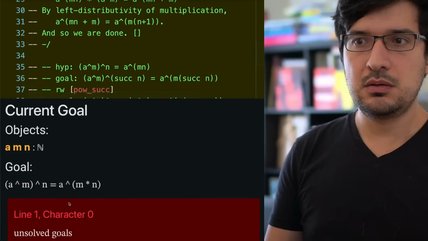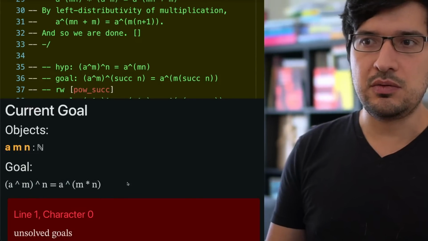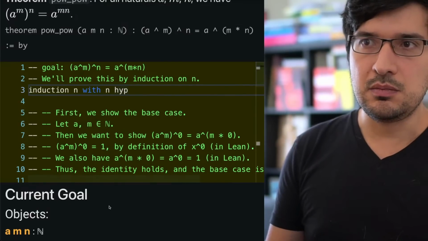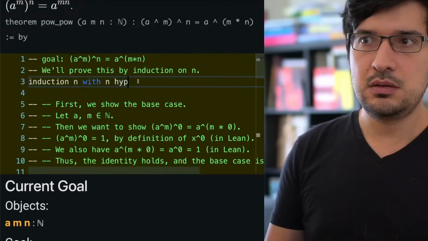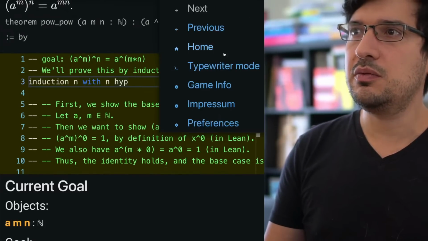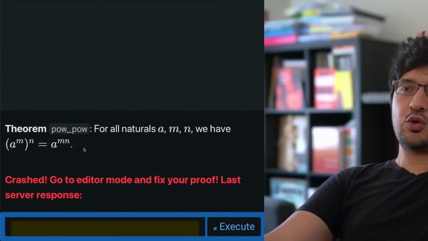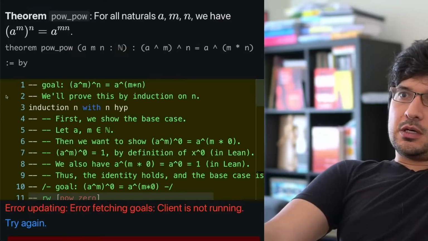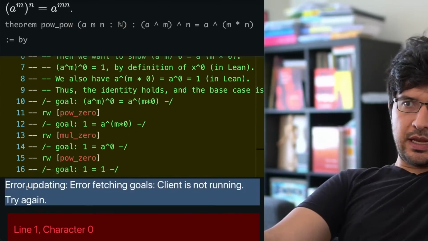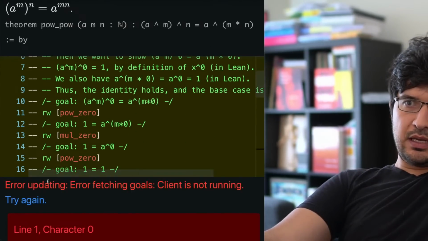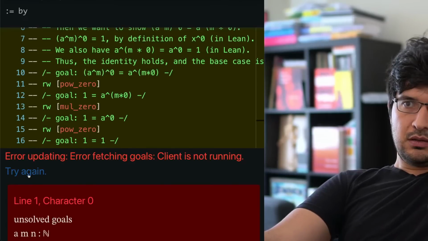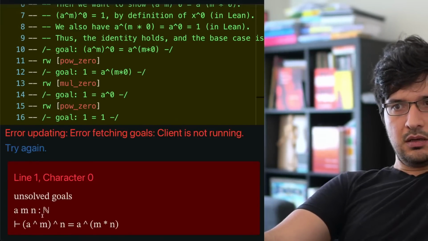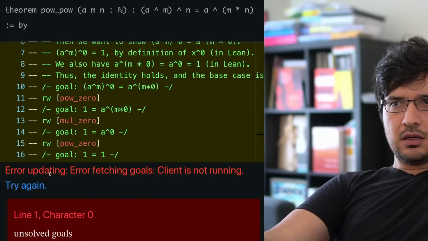Where are we? A raised to the m raised to the n equals a raised to m times n. I think that if we claim induction on n this way, what if we go to typewriter mode? Crashed. Go to editor mode and fix your proof. What went wrong? Error updating, error fetching goals, client is not running. Try again, please try again. Click. No responsivity yet. Okay. Something went wrong here.